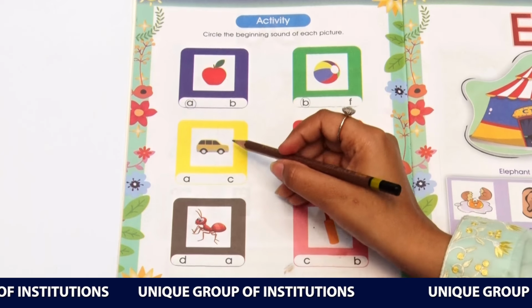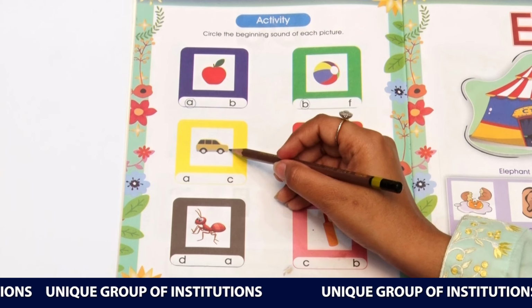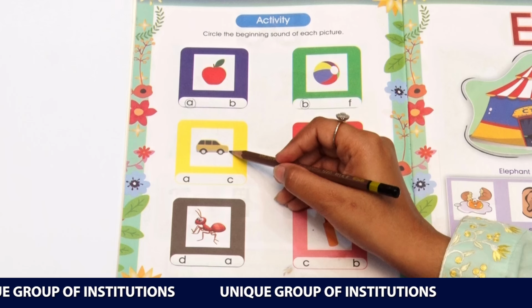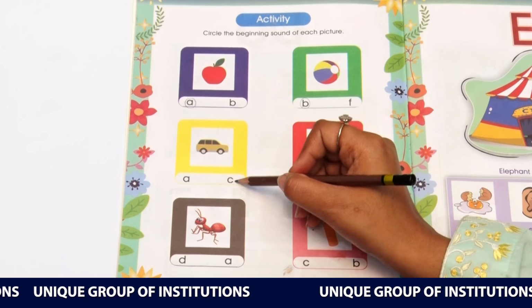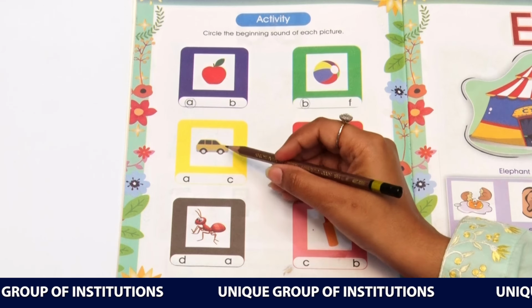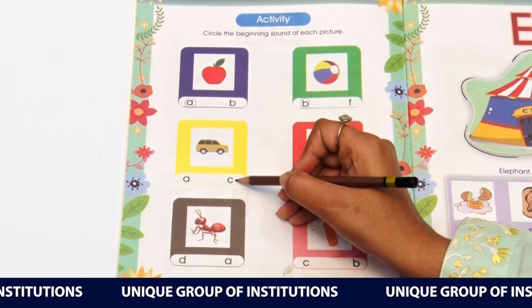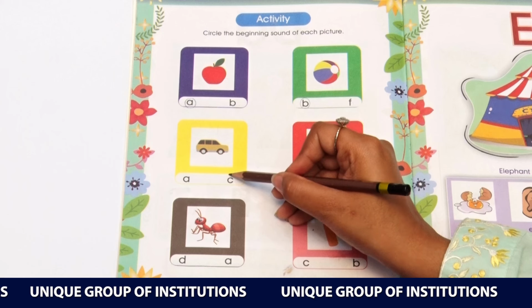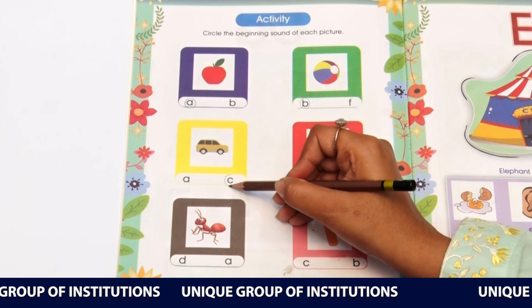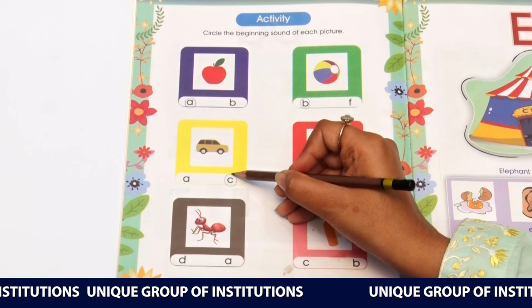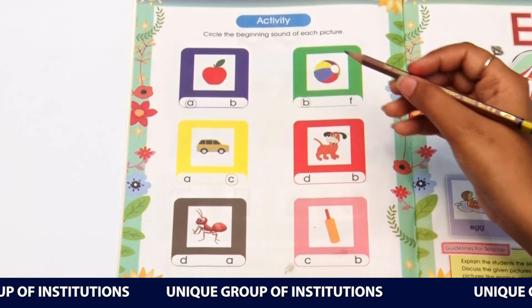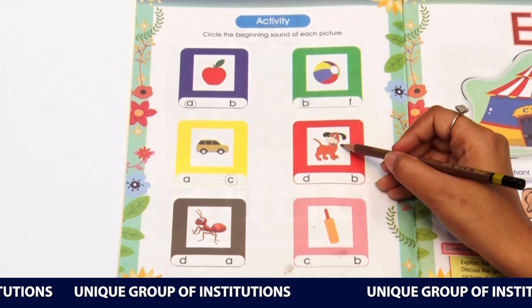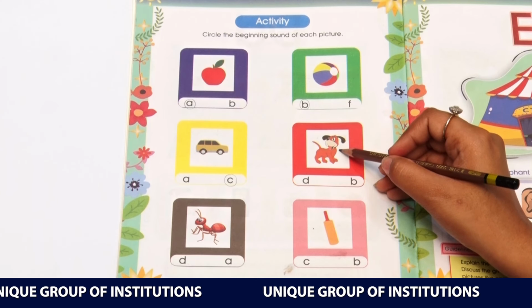Next we have the picture of a car. It's a car. Car. So, we have to circle the letter C, as the letter C makes the sound K. Car.